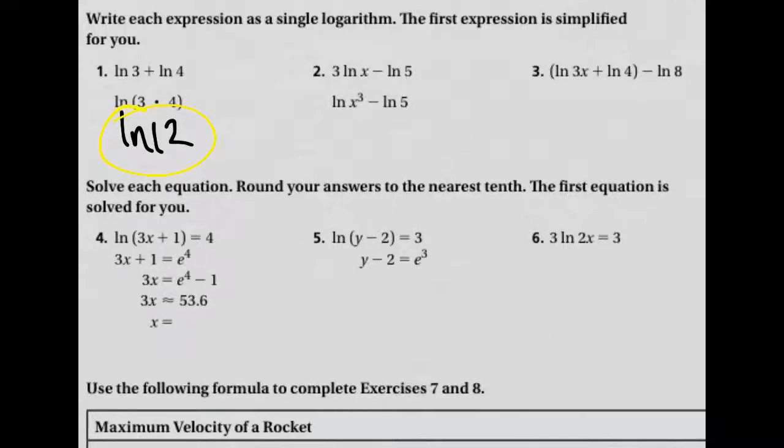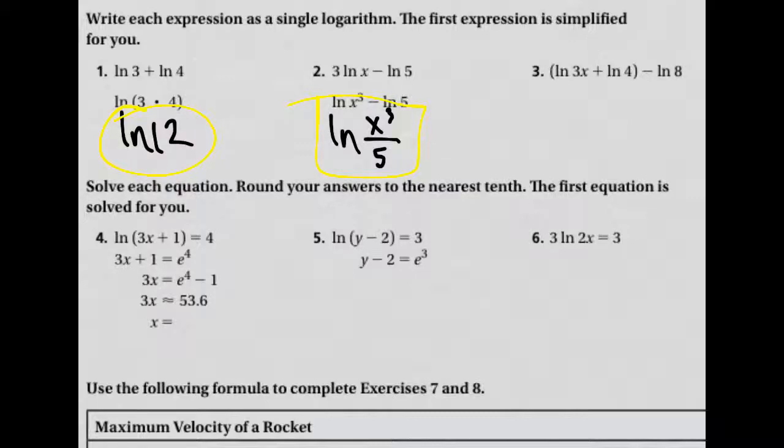Number 2, 3 times ln of x minus ln of 5. It's already started for us again. They already took that 3, which is a coefficient, and wrote it up here as an exponent. So ln of x cubed minus ln of 5. I see subtraction, so we're going to use the quotient property. I'm going to write ln of x cubed over 5. And there's your final answer.